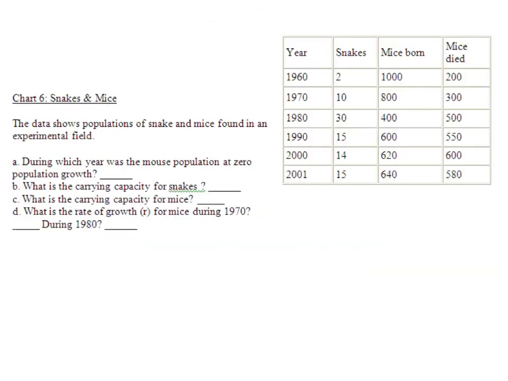Very last thing we're going to do here is just look at a data table. You see a lot of data tables in ecology, a lot of data tables on the ACT, and coincidentally there will be some data tables on my tests that you're going to take. So we just want to look at this, which is a comparison of 2 populations, a snake population and a mouse population. This means that we've got a predator that we're looking at, and we've got a prey species that we're looking at.